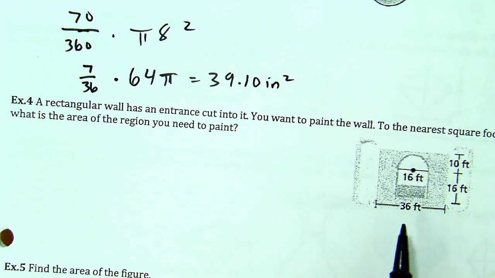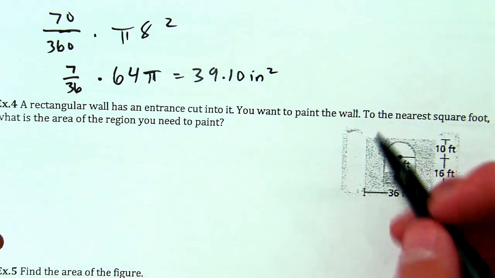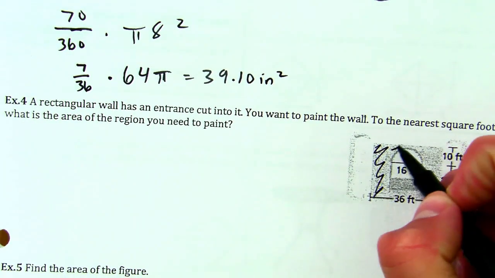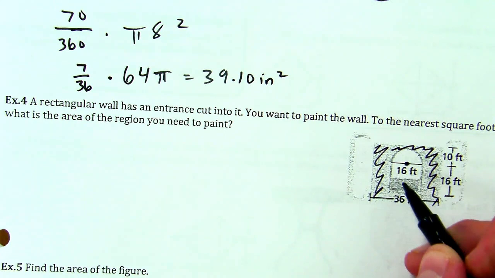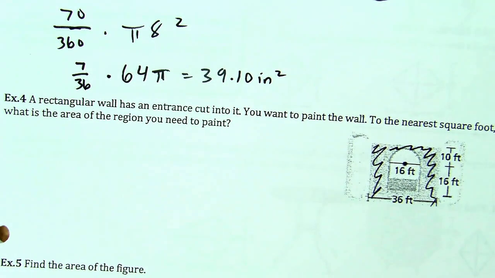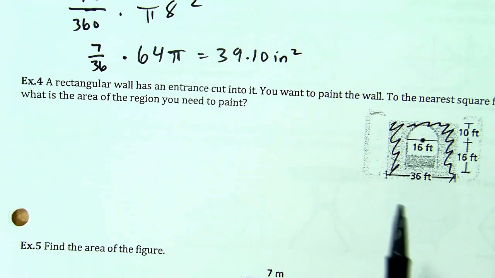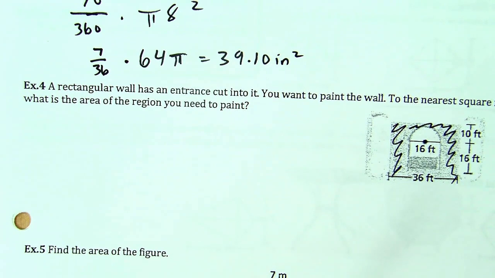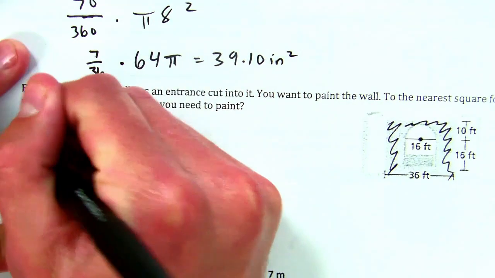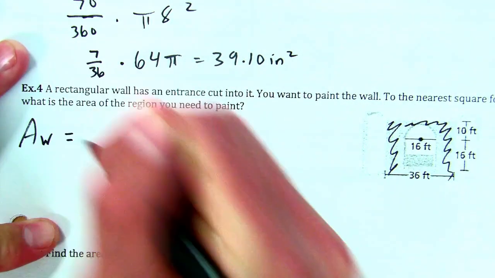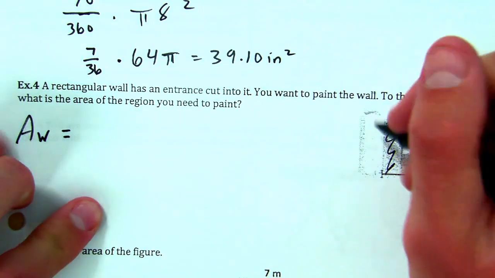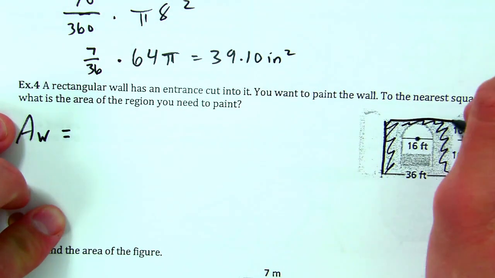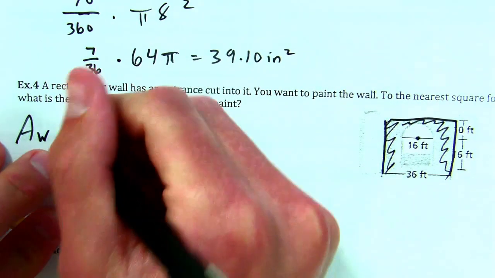A rectangular wall has an entrance cut into it. You want to paint the wall. So what you're trying to paint is just this part right here. Okay, because this is the door. You're not going to paint the door. You're just painting this part. So you're trying to figure out how much paint do I need to buy to be able to cover up this region. So you want to know the area of this region so you can determine how much paint you need. So notice that the area of the wall, A sub W, is really just this part right here, this outer rectangular part. Okay.